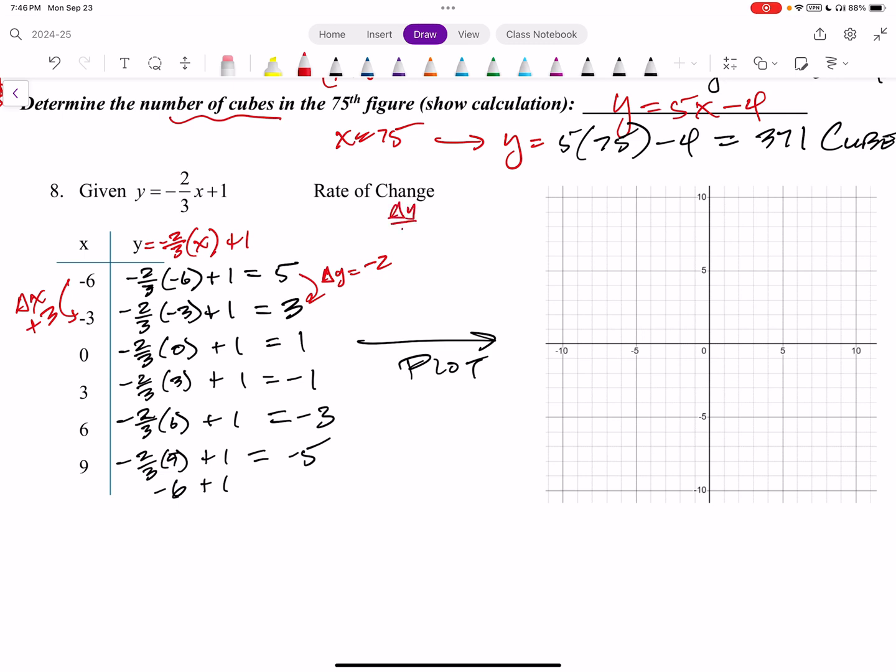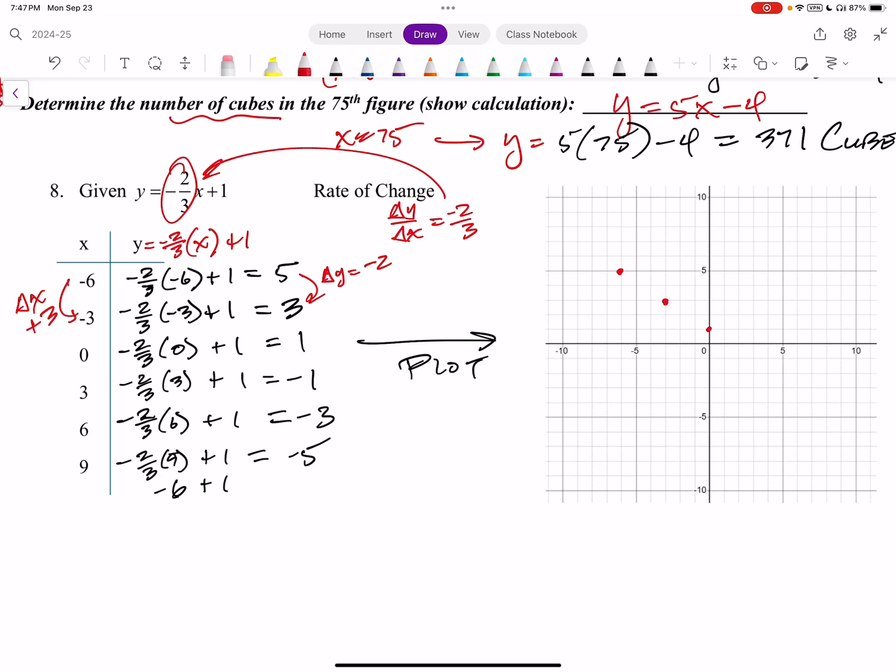So my rate of change is delta y over delta x, which for me is negative 2 divided by 3, which corresponds to this right here. Okay, so they match. And now all you do is graph the function. So let's plot your ordered pairs. So go left 6 up 5, left 3 up 3. And again, we're just using basic skills of plotting.